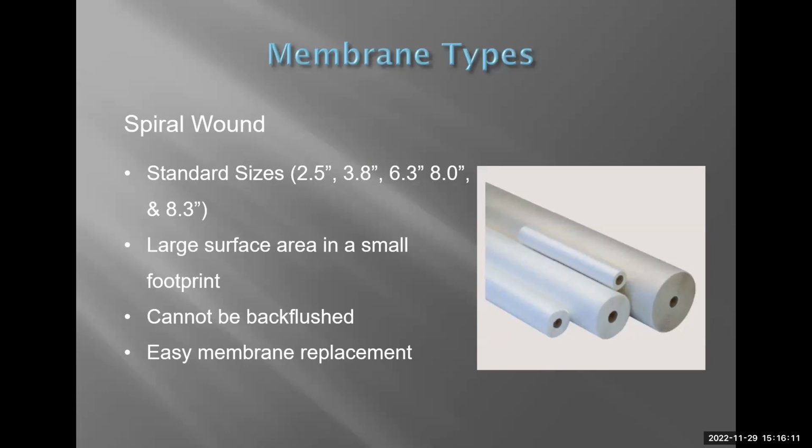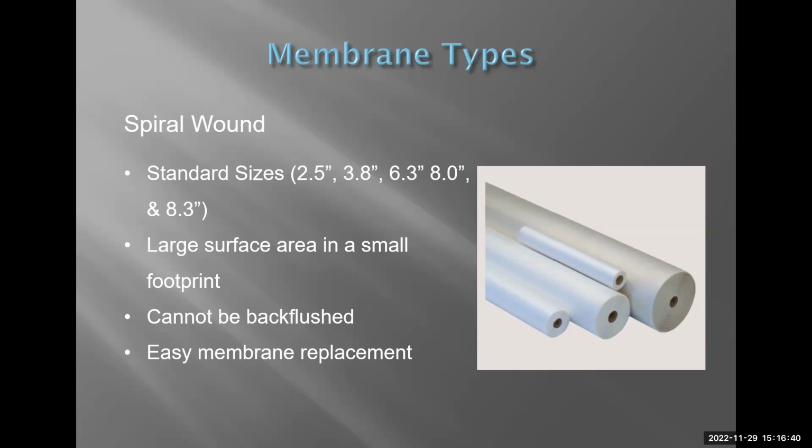The last type of membrane is a spiral round membrane. They come in standard sizes. Each one is roughly 36 inches long, and they are 2.5 inches, 3.8 inches, 6.3, 8, and 8.3 inches in diameter. The 2.5 inch spiral membranes are a little bit different in construction and are not always scaled up in flow rates like the other membranes, but all the other ones are considered production membranes.